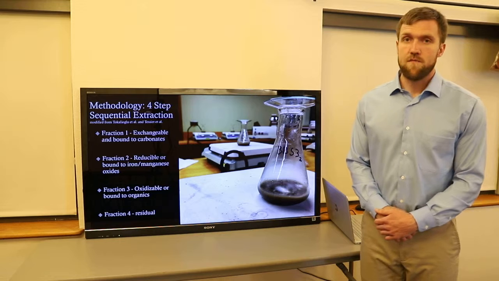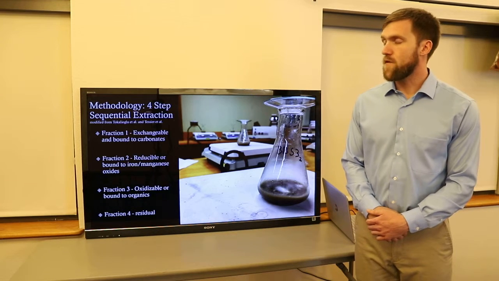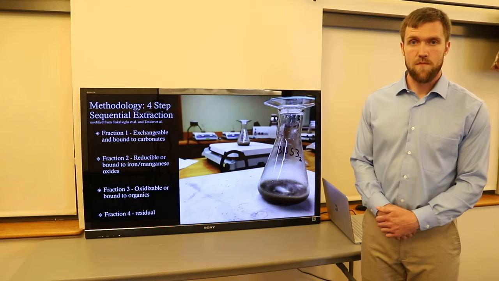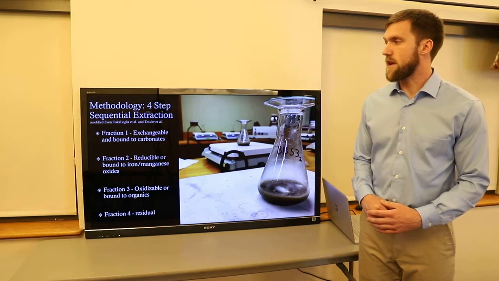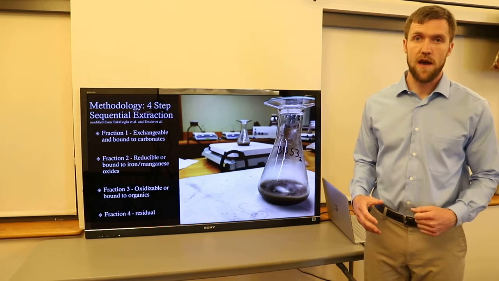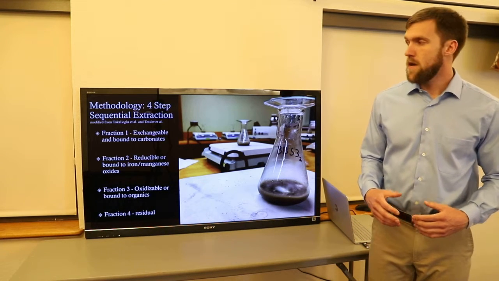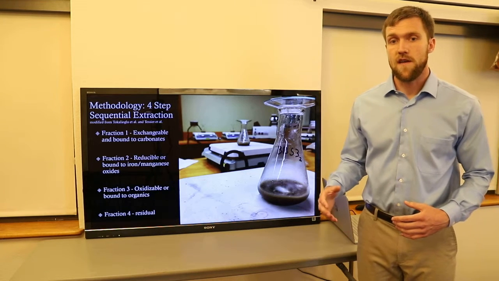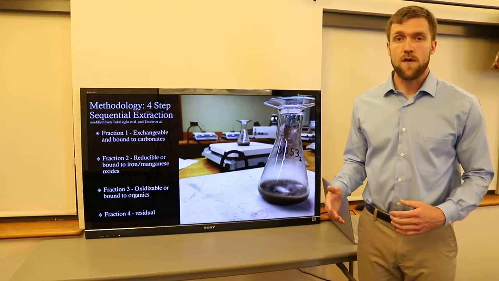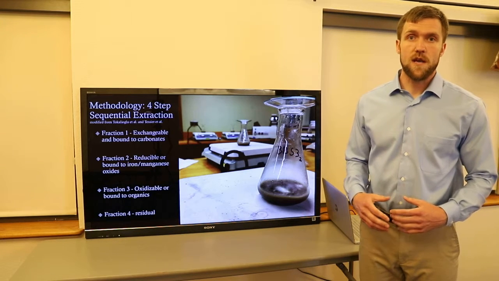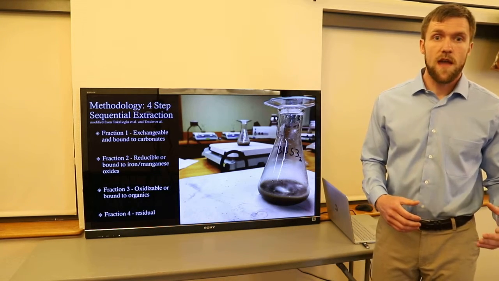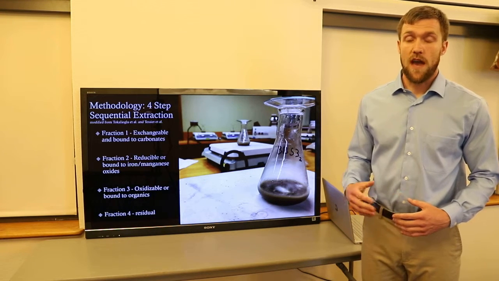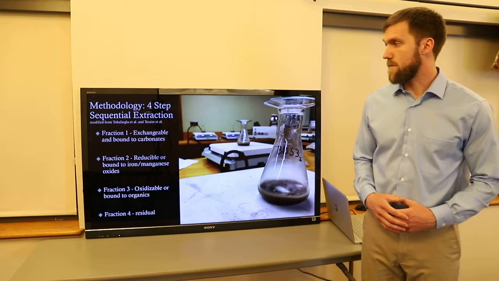Moving on to the extraction process, I chose to follow a 4-step sequential extraction rather than just a 1-step extraction, because it gives us an idea of how the metals are actually chemically bound to the sediment. How the metals are chemically bound really matters because some of those may be very available to dissolve into the water and affect the environment, whereas others may be less available, and even though they're there, they may never actually be freed to have any kind of effect on the environment.